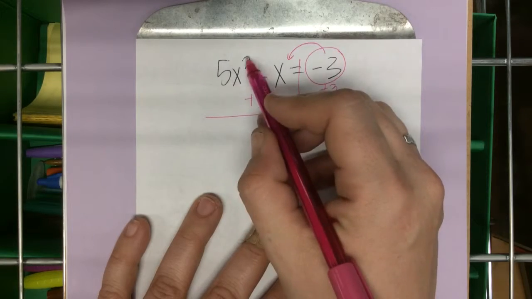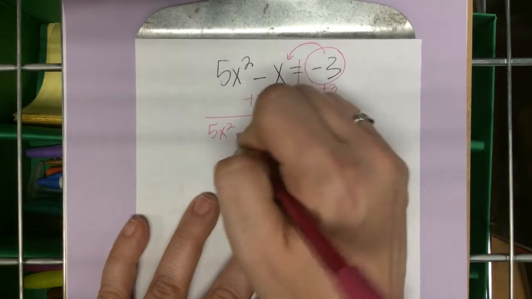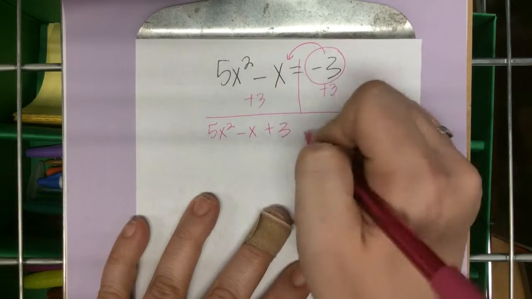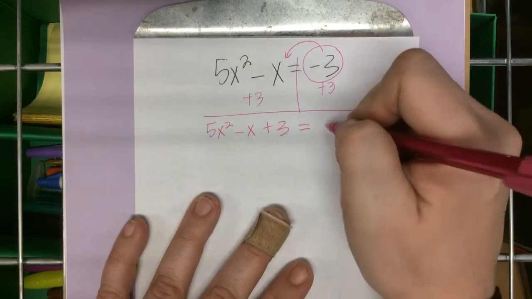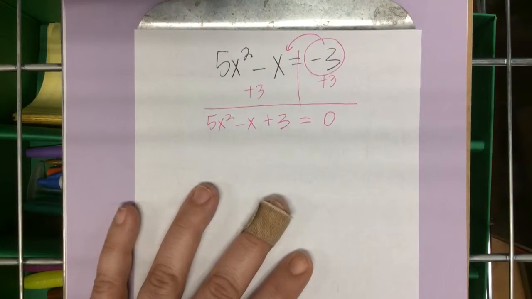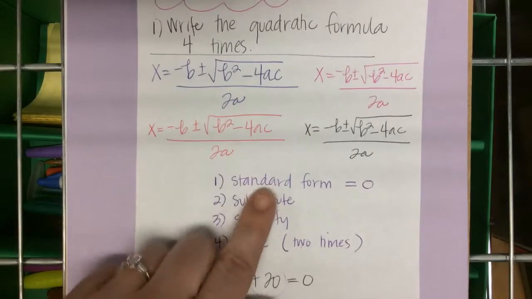Simplifying, 5x squared minus x plus 3. None of those go together, so I just write the chain. Equals, tell me about the right side. 0. Now is it in standard form? Yes. Standard form, substitute.